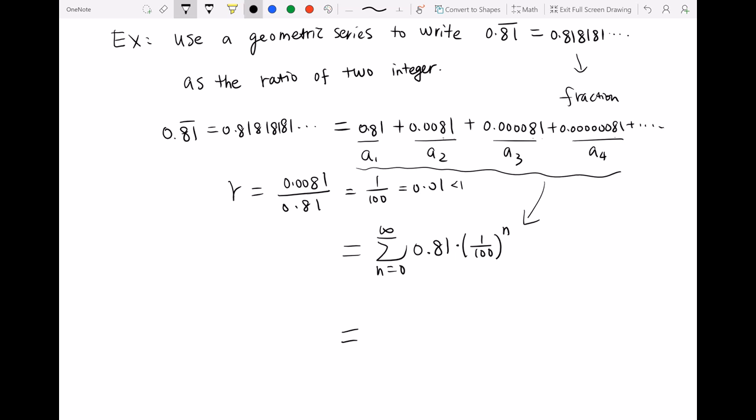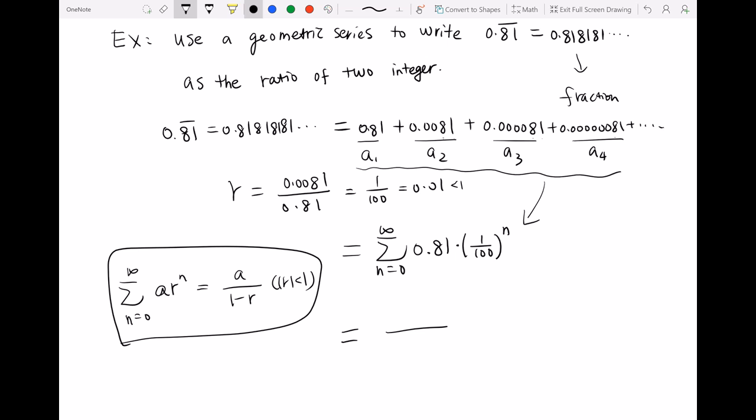Can anyone tell me what that fraction is? What's the formula of that? If the ratio is less than 1, the geometric series converges to what? Can anyone tell me? A over 1 minus r. Very good. Okay. So the geometric series, the sum from n equals 0 to infinity of a times r to the power n, converges to a over 1 minus r if r is less than 1. Right? We have this formula for convergent geometric series.